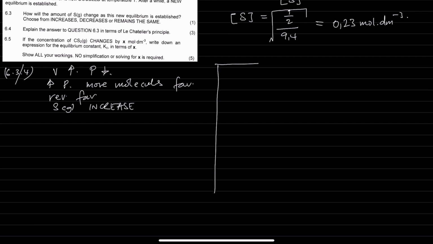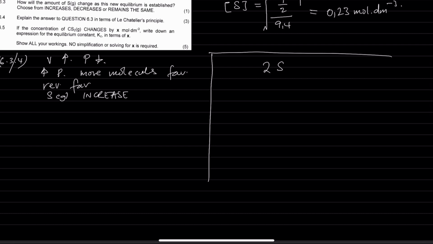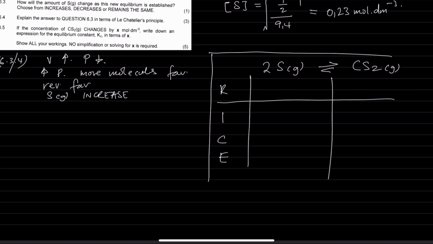So the RICE table looks like this. We're going to have 2S gas going to CS2 gas. RICE. Now, R for ratio, so the ratio is 2 to 1.